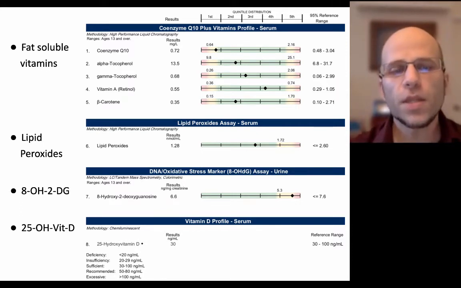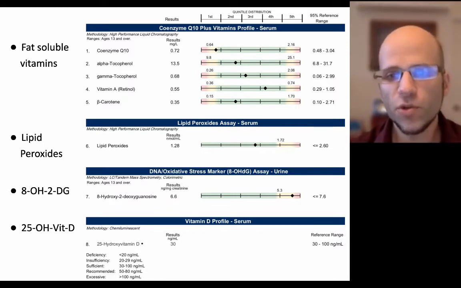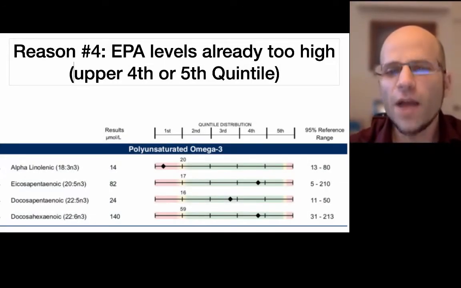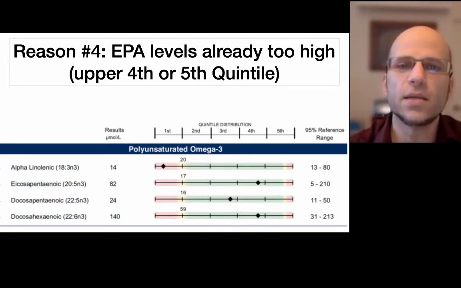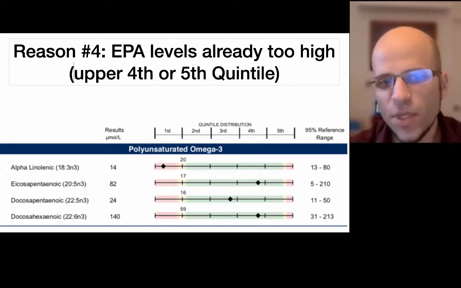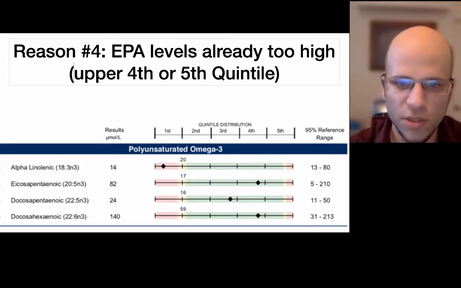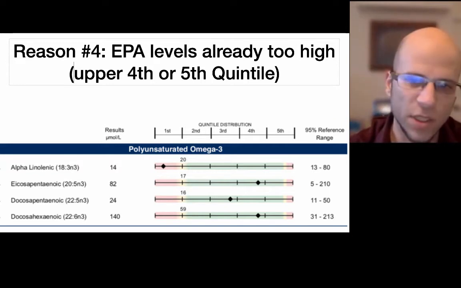So the fourth reason to pull someone off fish oils is that they're already high. They're already like fourth or fifth quintile or higher. I've very rarely seen EPA and DHA above fourth quintile. I don't know if you've seen it much, Dr. Kalish, but I've almost never seen it. Yeah, I don't think it's that common.